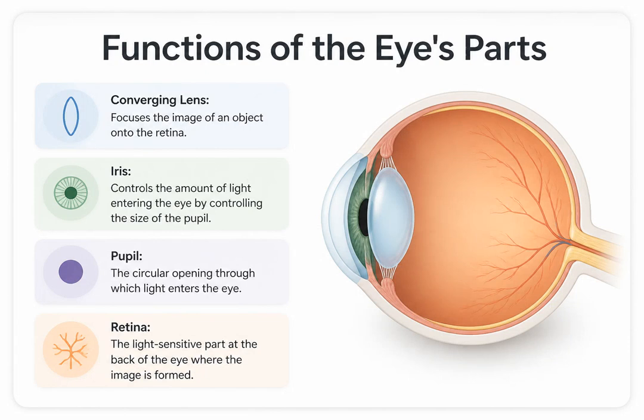The main parts of the eye perform specific functions. The converging lens focuses the incoming light to form an image on the retina. The iris, which is the colored part of the eye, acts exactly like a camera's diaphragm. It controls the amount of light entering the eye by adjusting the size of the pupil. The pupil is simply the circular opening in the iris. Finally, the retina is the light-sensitive screen at the back of the eye, where the final image is formed, acting much like the photographic film in a camera.